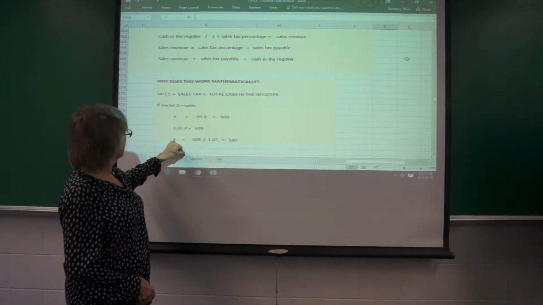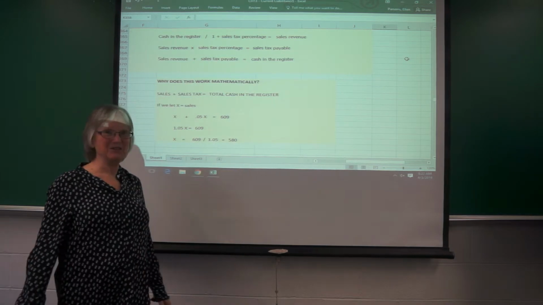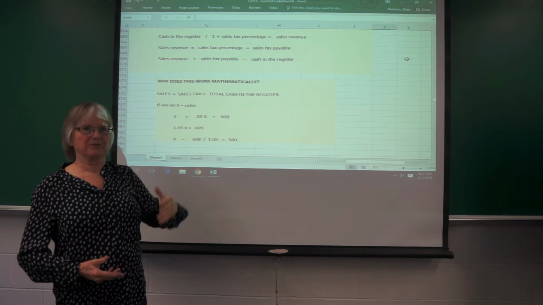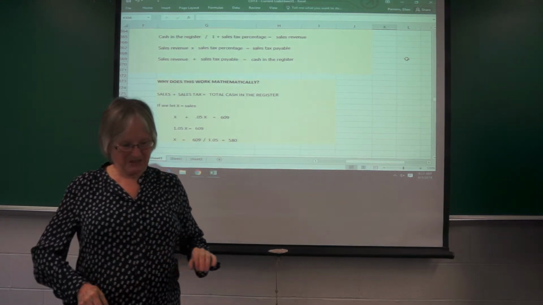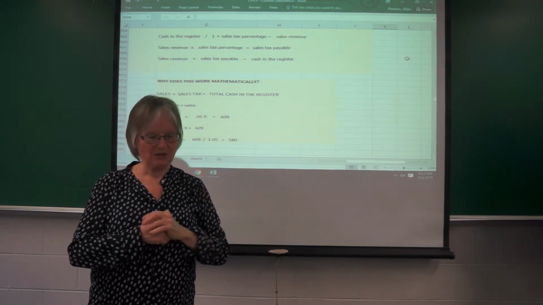And then if you divide it out, X equals the 609 divided by 1 plus the sales tax and gives you the 580. So if you just remember this and you know a little math, then you can figure it out. Okay, so you should always get the sales tax correct, because now you know all this.